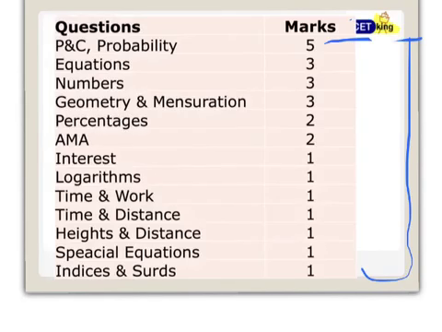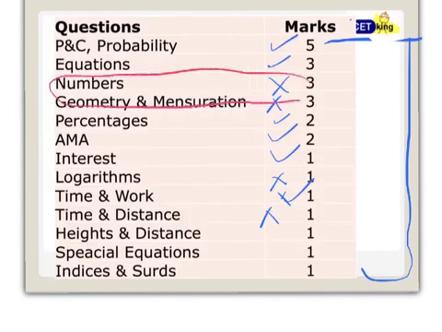For example, if I talk about my example, permutation combination and probability are strong areas for me. Equations are strong, number systems I'm maybe weak at, geometry I'm weak at, percentages I can do, mixtures I can do, interest I can do, logs I can't do, time and work I can do, but time and distance I can't do. So what I'm doing is identifying the areas where I'm weak. So immediately you will get a target for the next couple of weeks.